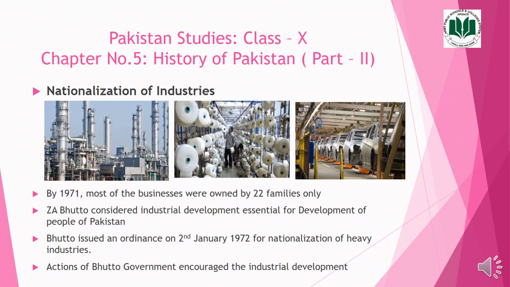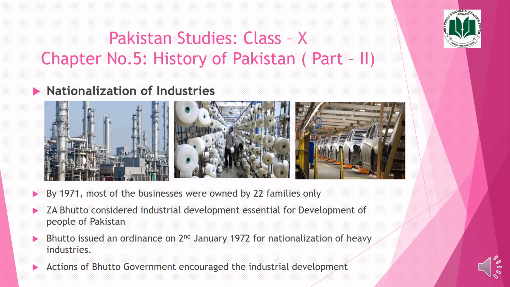Regarding this, by 1971, 60% of the country's industrial assets and 80% of the insurance businesses were owned by only 22 families. These families were considered as the capitalists. Students, remember that capitalism is an economic or political system in which a country's trade and industry are controlled by private owners for profit rather than by the state.